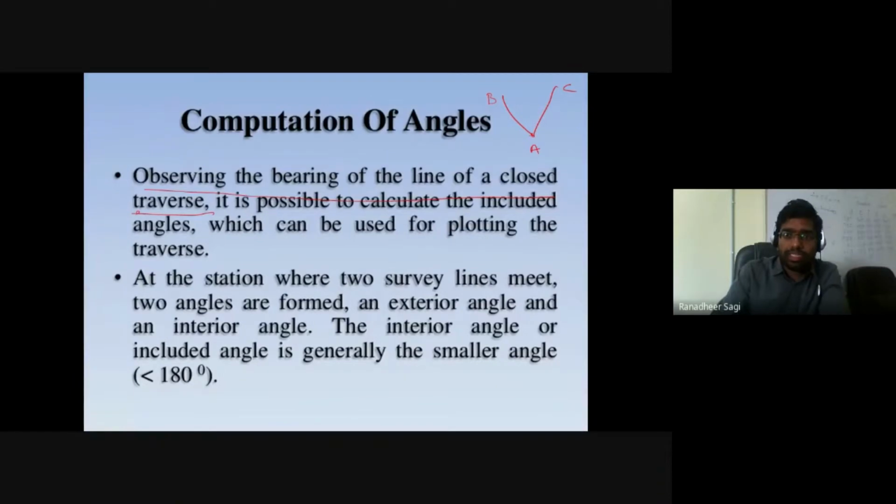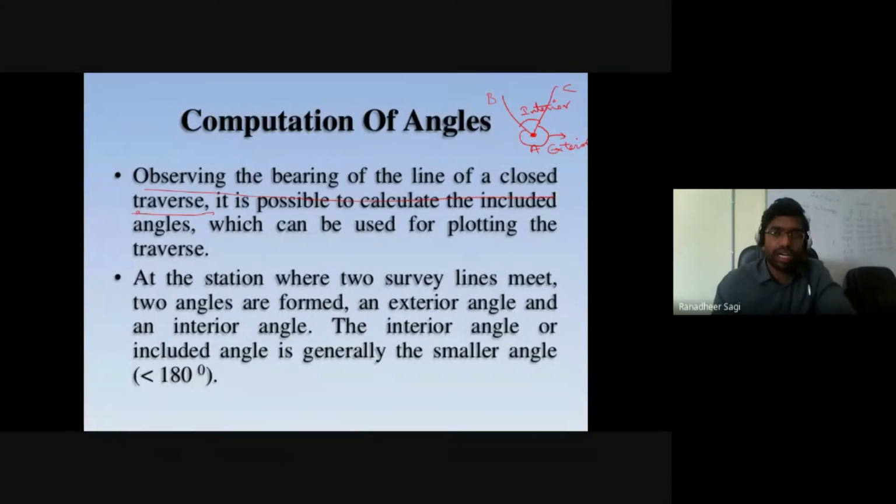So at this survey station A, where you have two survey lines intersecting each other, you will have two different types of angles getting formed about this particular survey station. This one, let's say, I'm calling the exterior angle, and this one I am calling the interior angle. So at any particular station where two survey lines are meeting, obviously we'll come across one interior angle and one exterior angle.